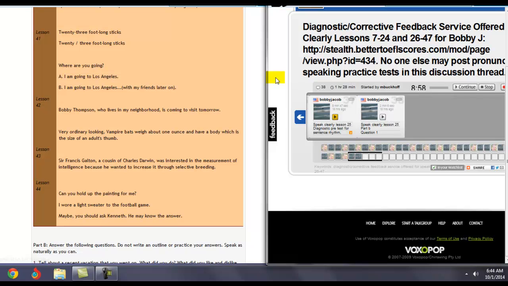Lesson number 28, 31, 32, 35, 36, 37, 38, 39, 40, 41, 42, 43, and also lesson number 44. So this is very important. So these are the areas that you want to focus on the most.